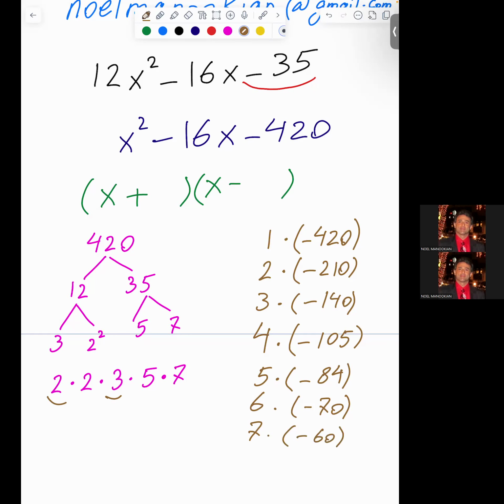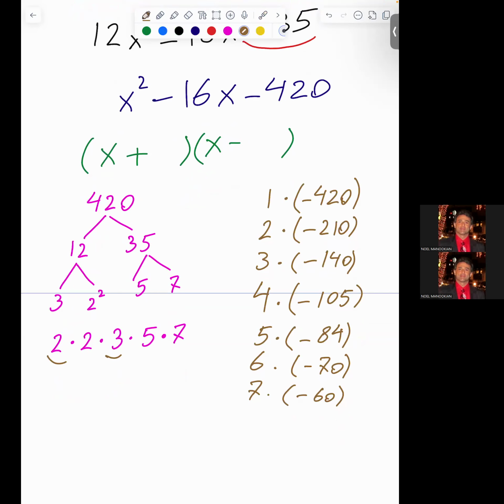I cannot divide by 8. I cannot see the factor 8 here. I cannot divide by 9. I can divide by 10. So the other combination, 10 times negative 42. Still, I'm not getting negative 16.